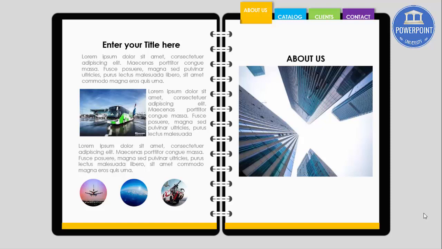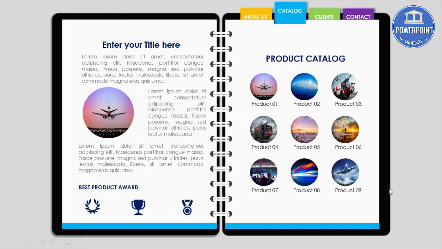And in the bottom I have given the same color as about us, which is orange color. And when I click, it will take me to the next one, which is about the catalog. Again, I have given all the different images of the catalog on the right side, and on the left side you can give more details about each catalog, and if you have any special product or award you have received, you can mention it at the bottom.